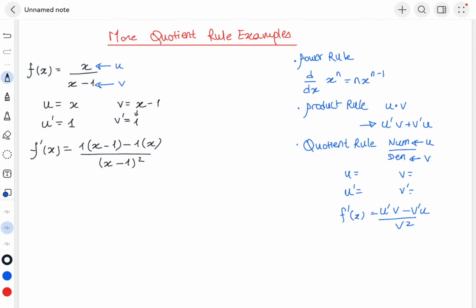And we can distribute the numerator to simplify further. So 1 multiplied by x is x, 1 multiplied by negative 1 is negative 1, negative 1 multiplied by x is negative x, and in the denominator we have x minus 1 squared. The x and negative x will cancel out, and we'll be left with negative 1 over x minus 1, all squared.